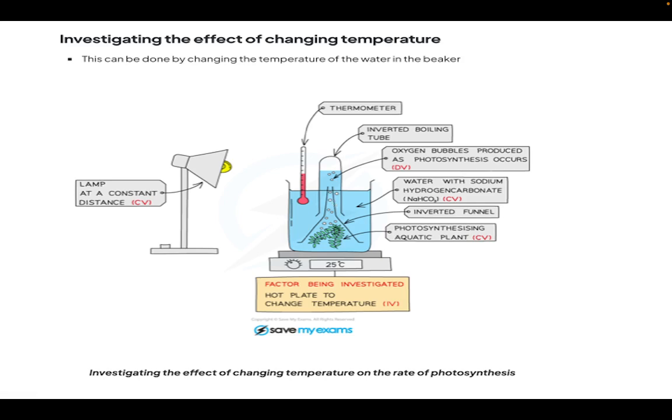Investigating the effects of changing temperature. For this one now, the lamp distance should be constant. That means for us to have a fair test, we should change only one variable.